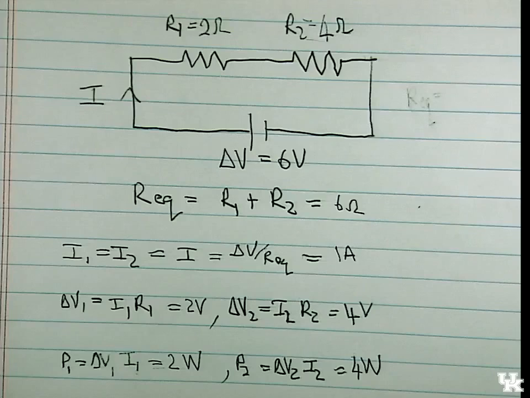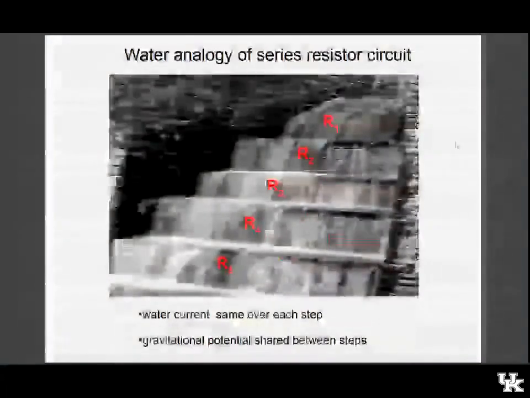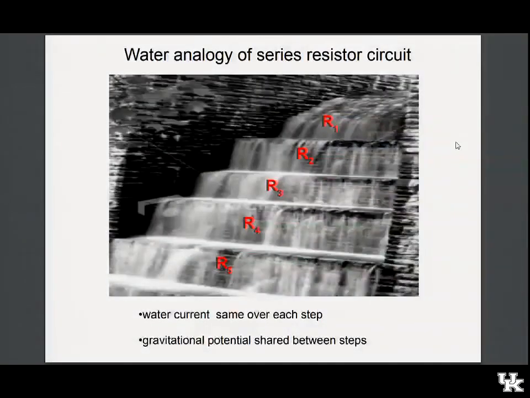I just wanted to show you this water metaphor analogy for electrical current through series resistors. This cost me 1 hour searching on the internet for a picture like this, but I think it's worth it. Maybe not. So this is an analogy to these water flowing over these steps.